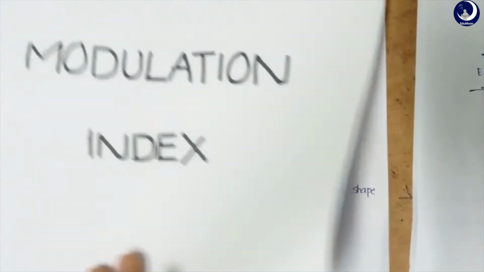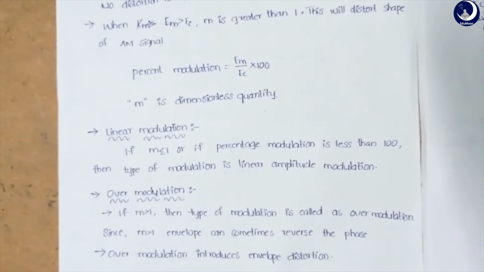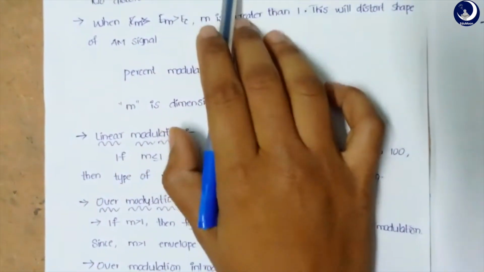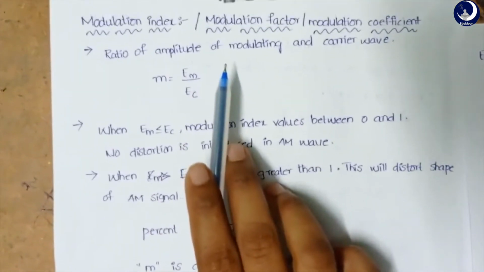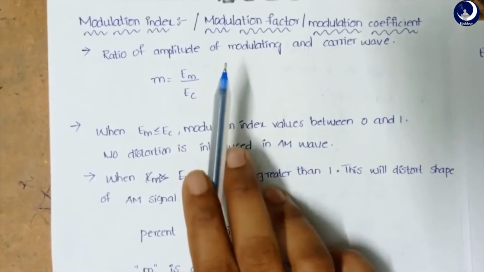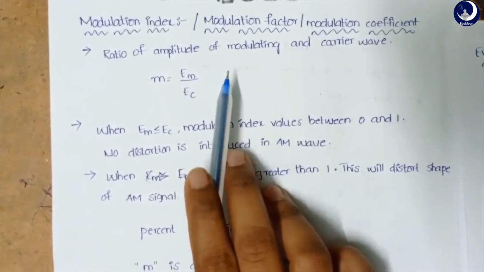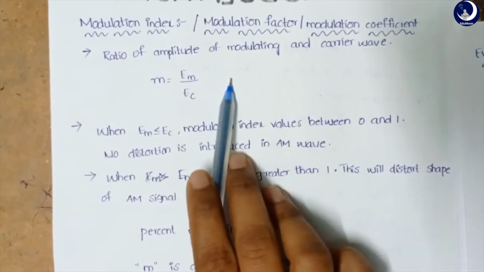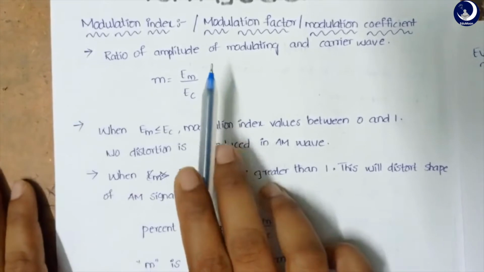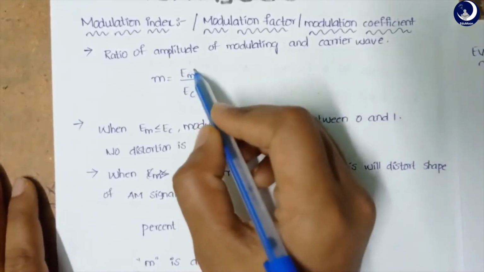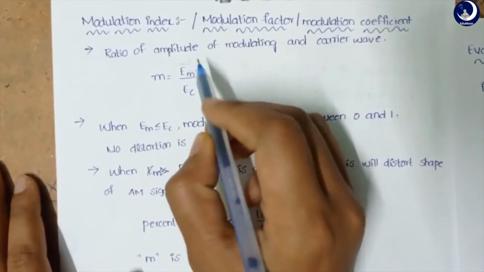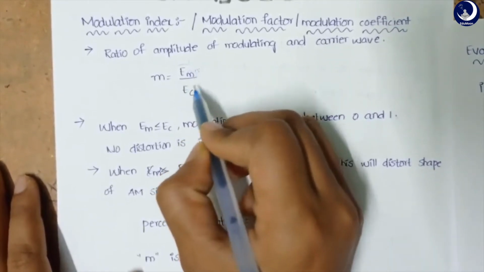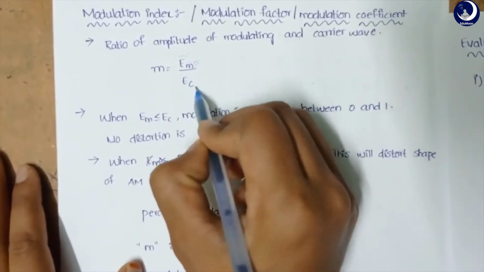Then here comes the modulation index or modulation factor, which is also known as modulation coefficient. So this is the parameter, the modulation index is a parameter which judges how good the modulation is done. Let's see how. Generally, modulation index is the ratio of the modulating wave, as in the message wave, amplitude to the carrier wave amplitude.